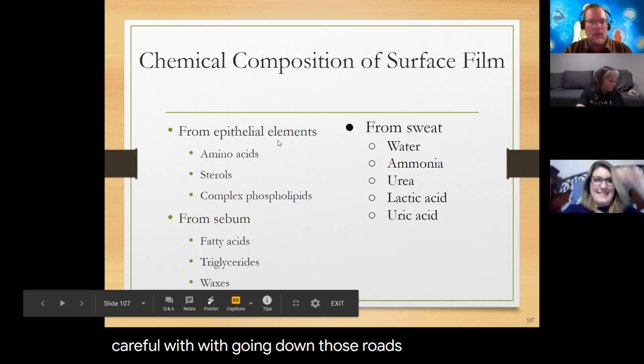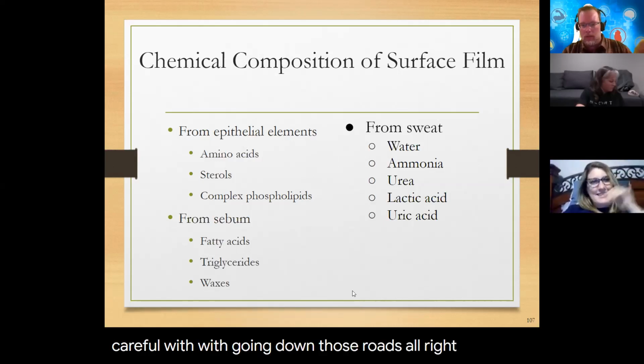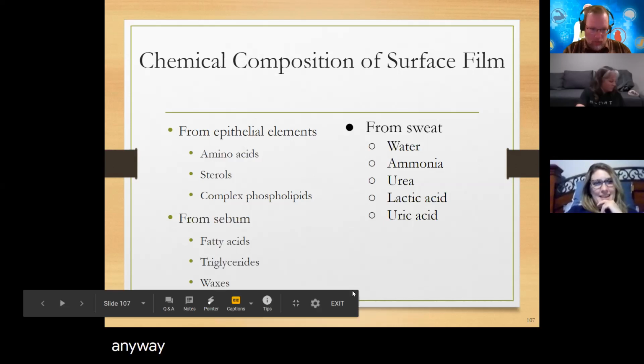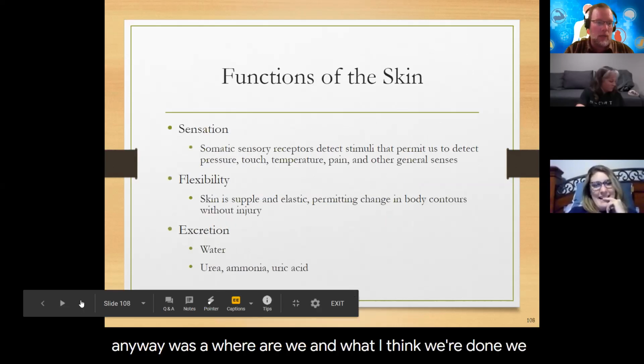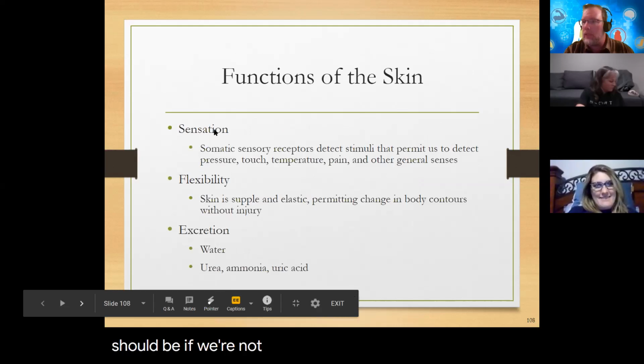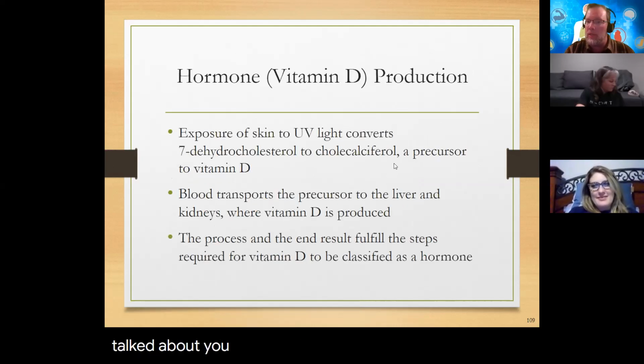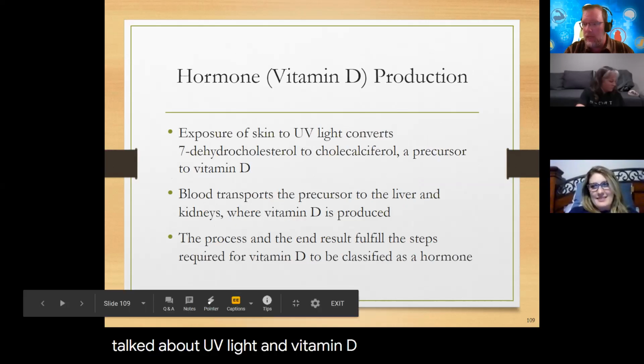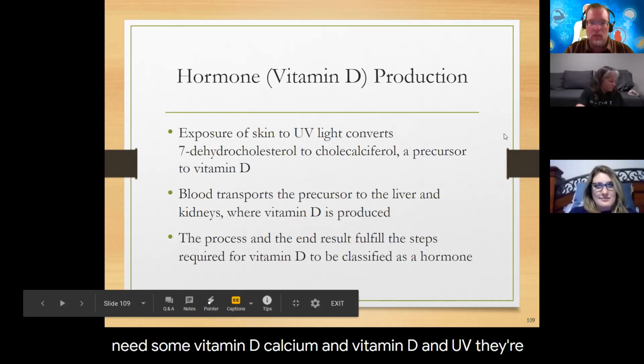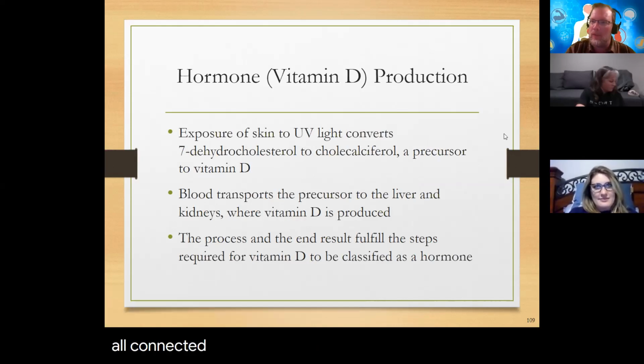All right. So anyway, where are we? I think we're done. We should be, if we're not. Functions of this. We already know this. Skin is for sensation, flexibility. It excretes water and urea. We talked about UV light and vitamin D, right? You need some vitamin D, calcium and vitamin D and UV. They're all connected.